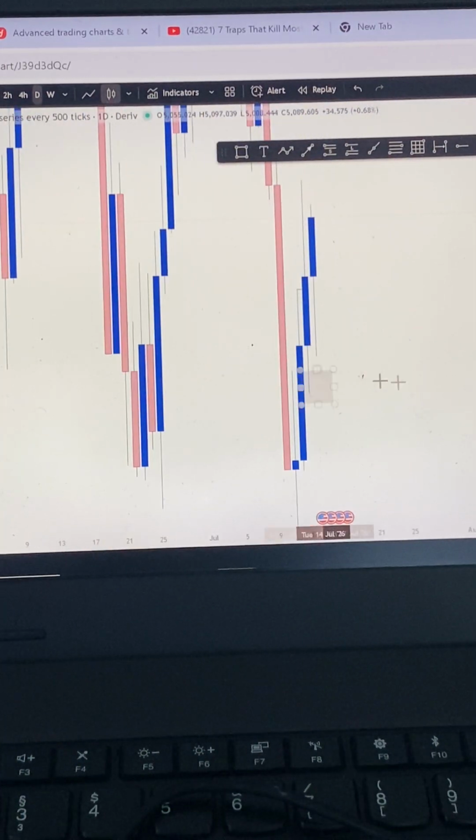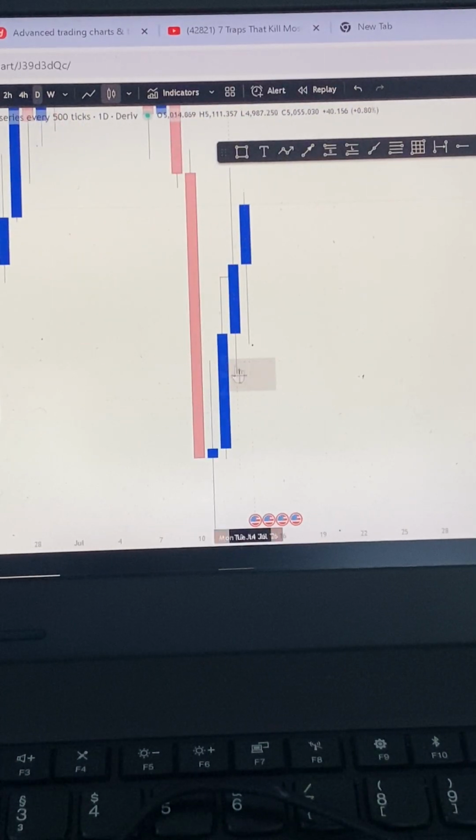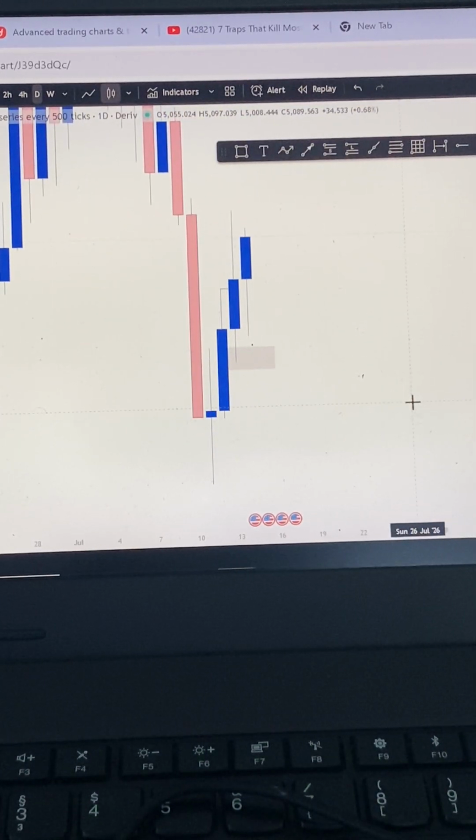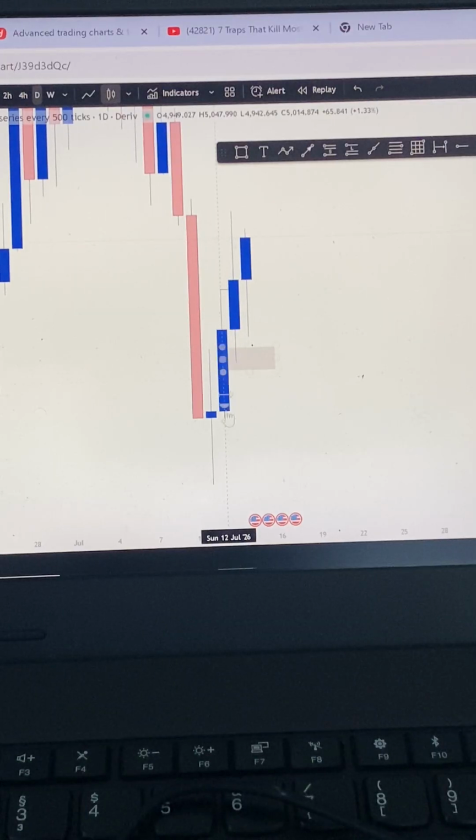Yes, I went to the daily. I saw, you can see now, this is a very low probability trade. Why? Because all of that price action happens within a single body candle. There was no rejection here.